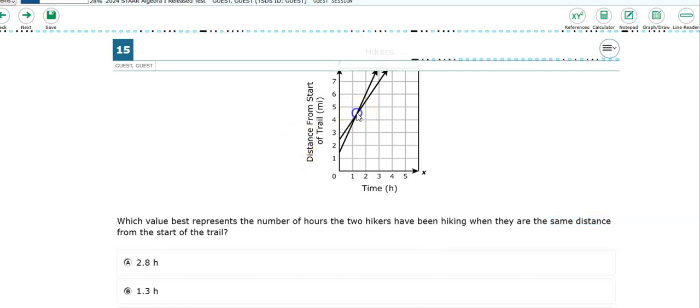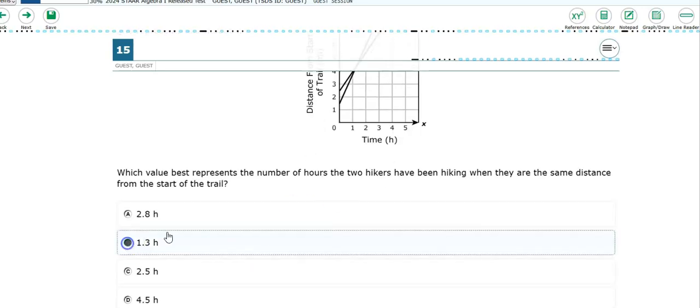It's right where my cursor is, like this, right here. And it wants the x value, so that means I trace down to here, and it looks like it's going to be something between 1 and 2. Looks like it's a little bit closer to 1 than it is 2, so that looks like it's that one. I mean, that's the only answer choice between 1 and 2.